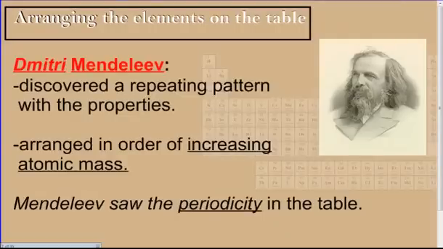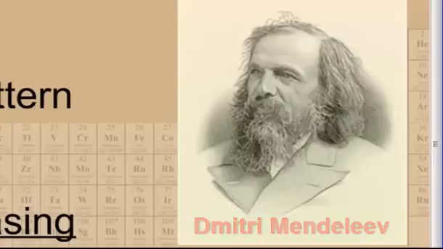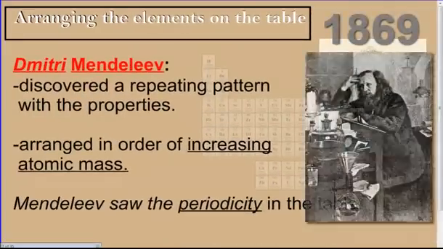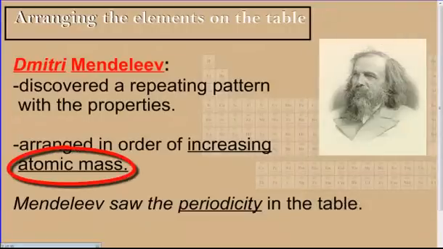First of all, the name Dmitri Mendeleev should stick in your head. Mendeleev was a Russian chemist, and he discovered a pattern of the elements in about 1869. First, he wrote the names of the properties of the elements on cards. Then he arranged these cards by different properties such as density, appearance, and melting point, and he was able to see a pattern. He discovered a repeating pattern with those properties. And he eventually arranged the elements that they had at the time according to increasing atomic mass.